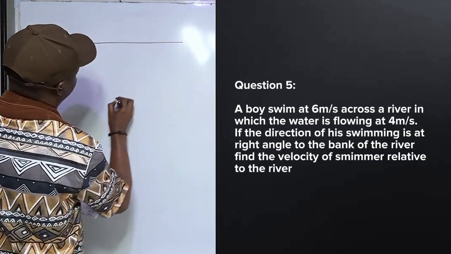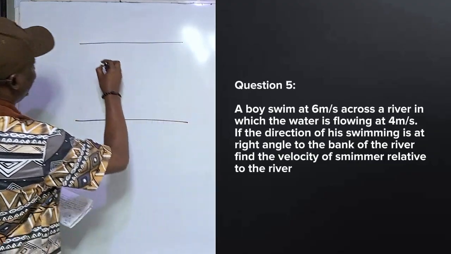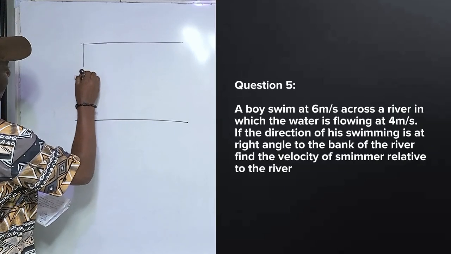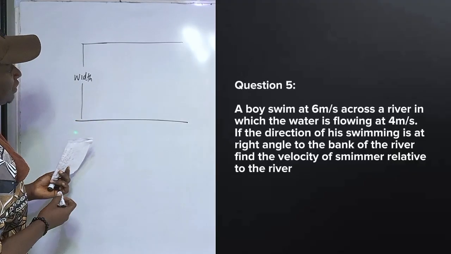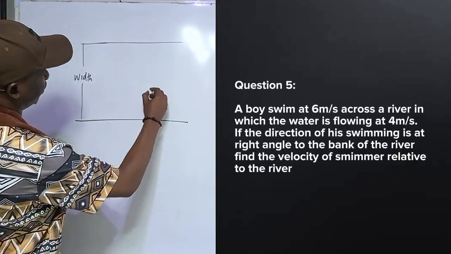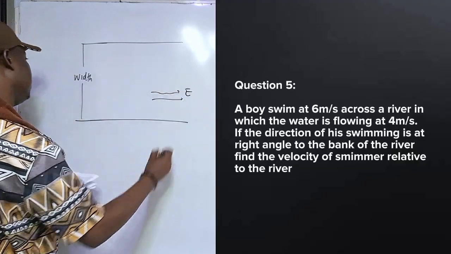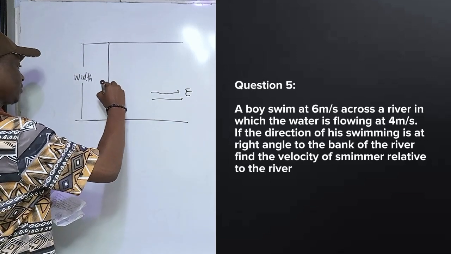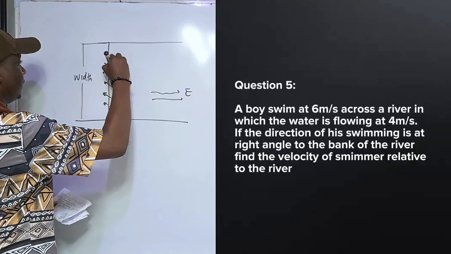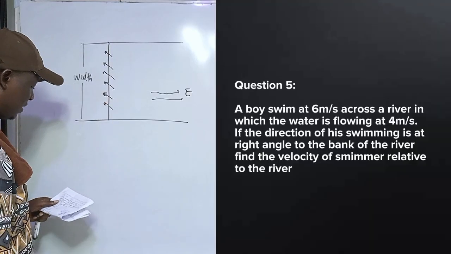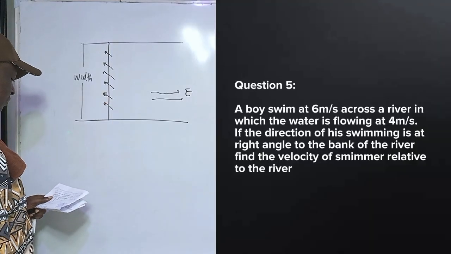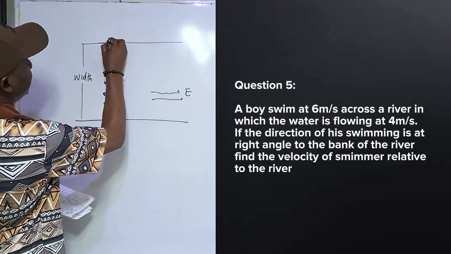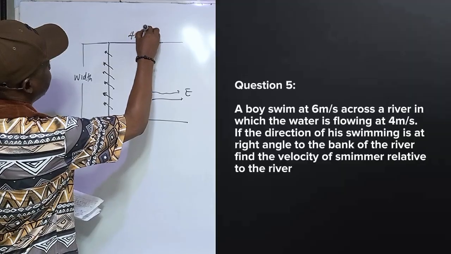We have the wideness of the river, which is the width from here. Now the river is flowing eastward like this. Now if you have to cross directly, it is like this. Now in the question they said the boy swims across a river in which the river is flowing at 4 meter per second.